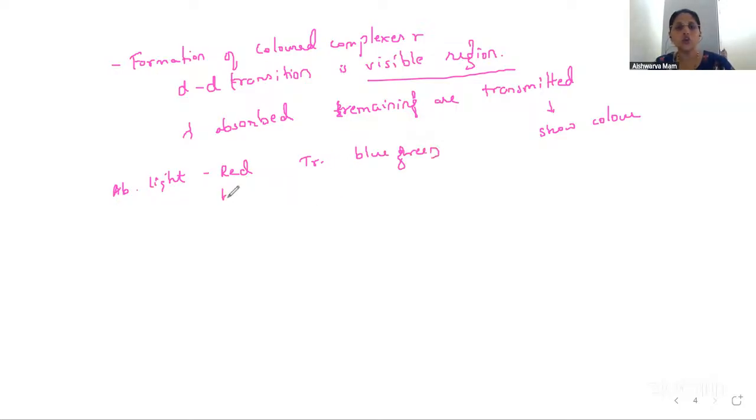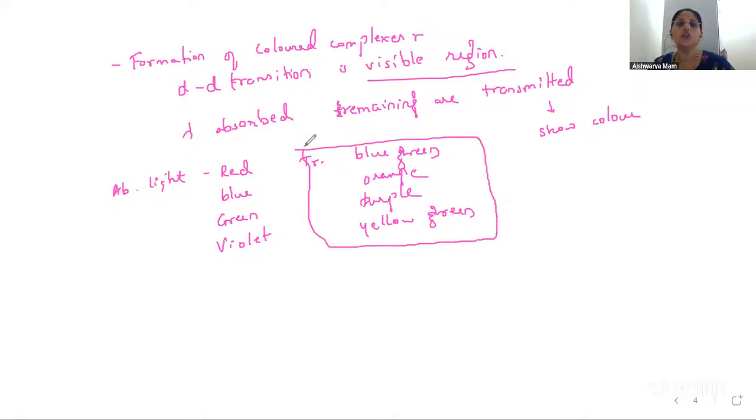If the absorbed light is blue, transmitted light is orange. If the absorbed light is green, transmitted light is purple. If the absorbed light is violet, transmitted light is yellow-green. So whichever light wavelengths are absorbed, some of the remaining wavelengths get transmitted. The transmitted wavelengths will show the color. Therefore, the color of the compound will be due to the radiations which are transmitted.